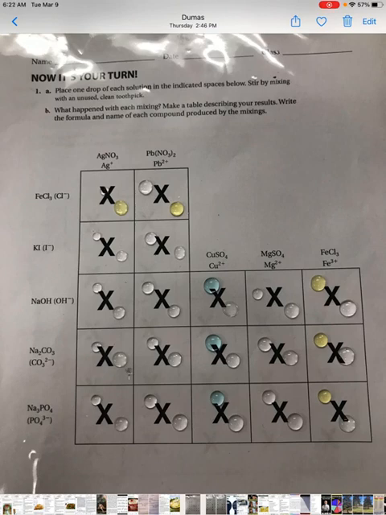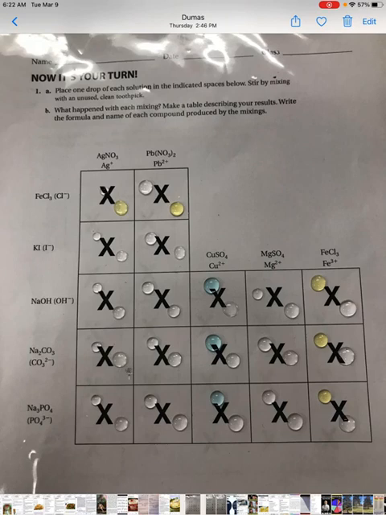Finally, magnesium sulfate followed by iron 3 chloride. The iron 3 chloride has a characteristic light brown color, and you can see we also added iron chloride going across. From the top down going across, we added drops of iron chloride, potassium iodide, sodium hydroxide, sodium carbonate, and sodium phosphate. Now, that was the instructions. Place 1 drop of each solution in indicated spaces below. Stir by mixing with an unused clean toothpick.